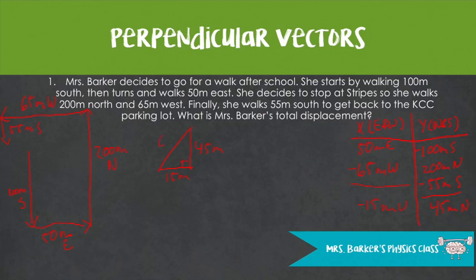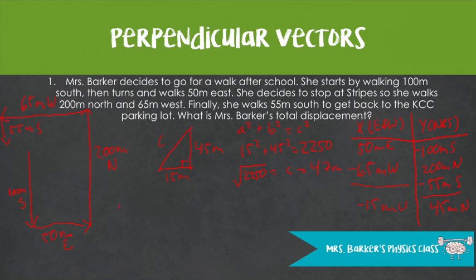So I'm going to do that using the Pythagorean theorem, a squared plus b squared equals c squared. So 15 squared plus 45 squared is going to give me 2,250. So I am going to take the square root of that to get c, and that's going to give me about 47 meters.